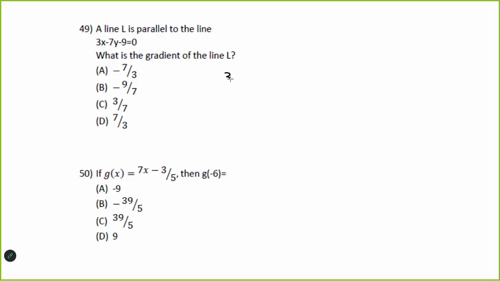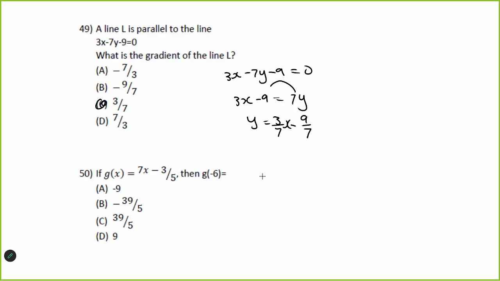So I have 3x minus 7y minus 9 is equal to 0. So I have 3x minus 9 is equal to 7y. So y would be, if I carry this across, 3 over 7 x minus 9 over 7. Right, so the gradient is 3 over 7.